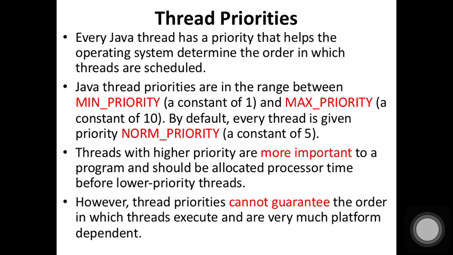And these are the keywords which we use for priorities: MIN_PRIORITY, MAX_PRIORITY, and NORM_PRIORITY. These are the constant words to represent priorities. So usually a normal priority will have the constant value 5, and the minimum priority is 1 and the maximum is 10. So within the range of 1 to 10 we can fix the priority of that particular thread.